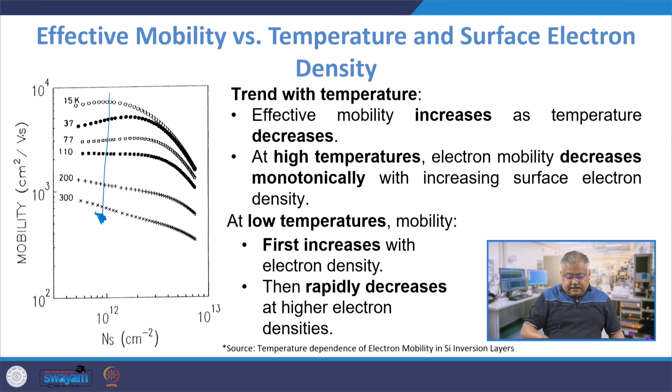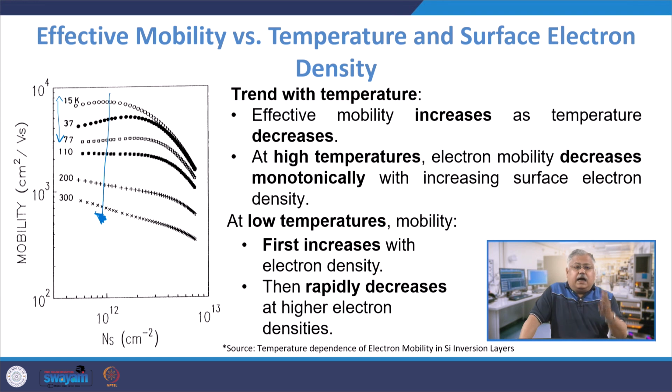Now, at low temperature, as I have written here, mobility first increases with electron density at low temperature, not at high temperature. At low temperature, if you concentrate typically from 77 to 15 Kelvin, this region, and then it rapidly decreases. Quite interesting. The increase is very small, does not influence the circuit characteristics to a larger extent, but the drop actually makes it very difficult. Which means that if you have a relatively larger value of surface electron density, then the mobility falls down.